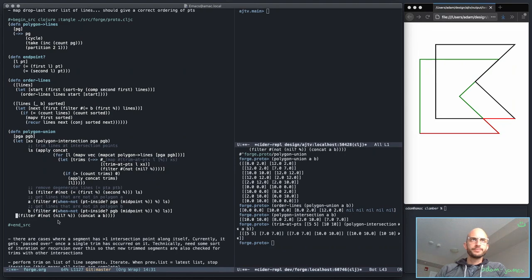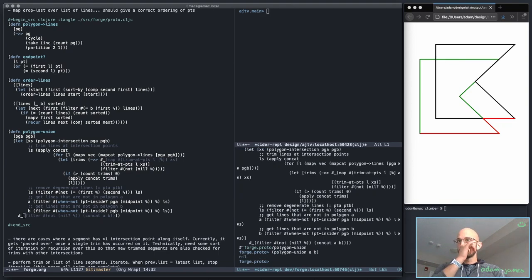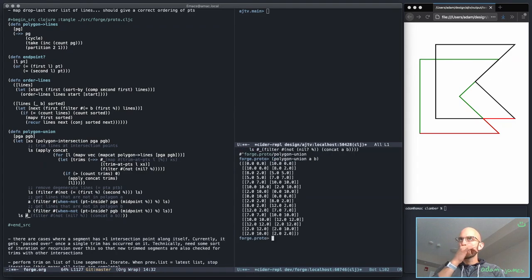Let's have a look here. No, that doesn't make sense to me. Oh, I meant to put ls here so I could see that. Okay. Okay, so I'm close to correct, but not quite correct.